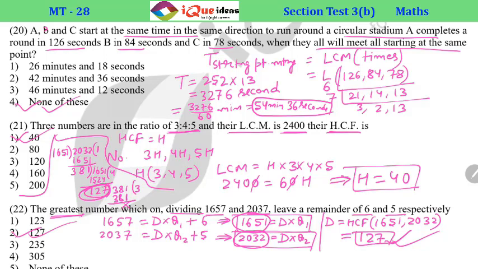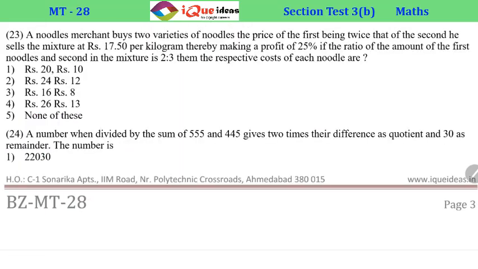Okay, now let's take up the next question. It says a noodle merchant buys two varieties of noodles, the price of the first being twice that of the second, and sells the mixture at 17.5 per kg, thereby making a profit of 25%, and the ratio of the amount of the first noodle in the mixture and the second in the mixture is 2:3. Then the respective costs of each noodle are?